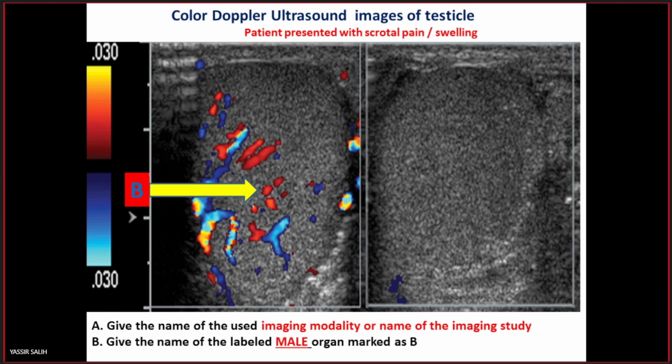The study is color Doppler for the testis. Give the name of the labeled male organ. This. What is this?